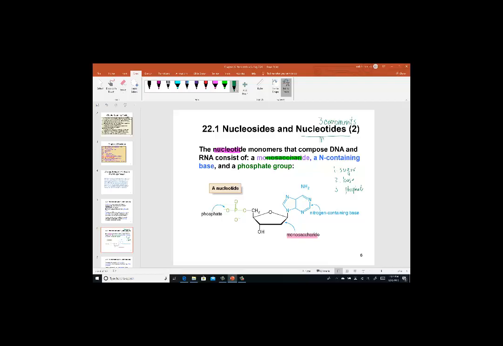And remember, these are the monomers that build DNA and RNA, the little individual building blocks. We have a monosaccharide, which if I highlight here, you can see the 5-carbon sugar right here. This is the monosaccharide piece. It is always a 5-carbon sugar.